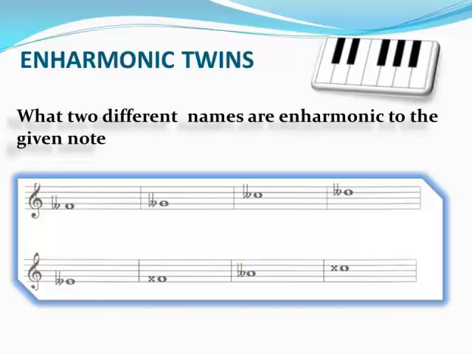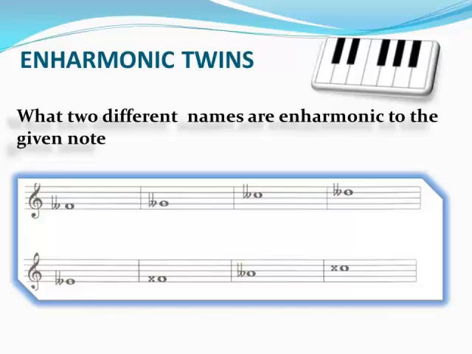E double flat is the enharmonic twin of D. See how we went from E to E flat to E double flat. F double sharp is the enharmonic twin of G. We'll begin on F, move a half step up to F sharp, and then another half step up to F double sharp. The enharmonic twin of A double flat is G. From A, we'll move down a semitone to A flat, then down another semitone to A double flat.